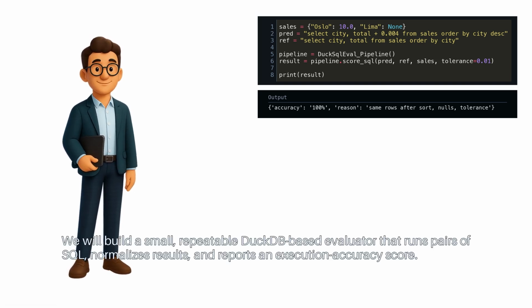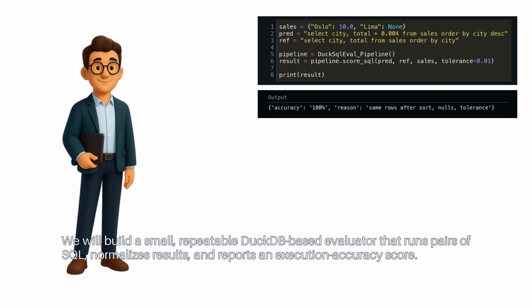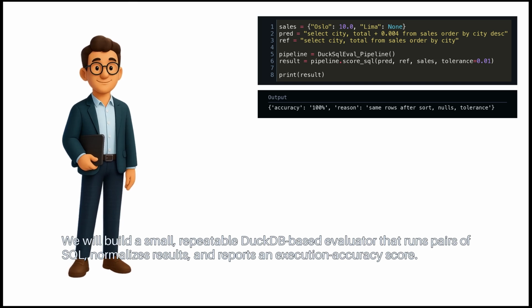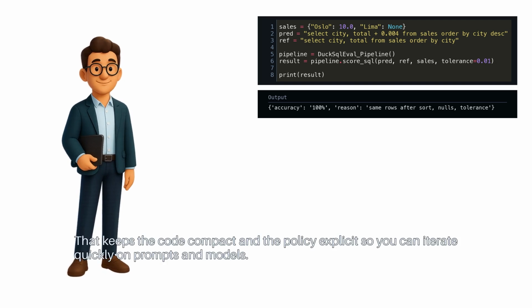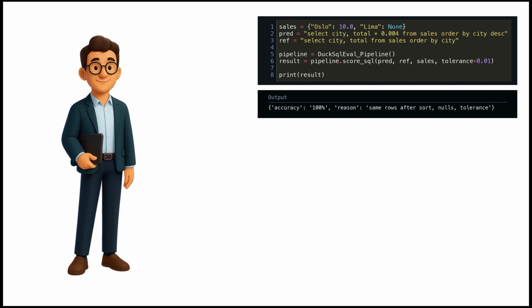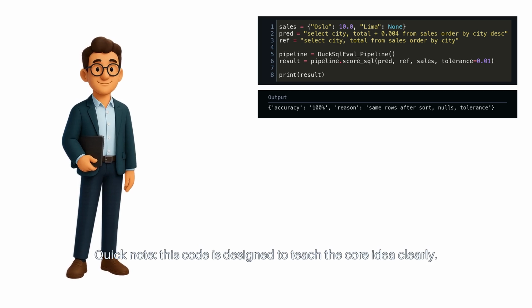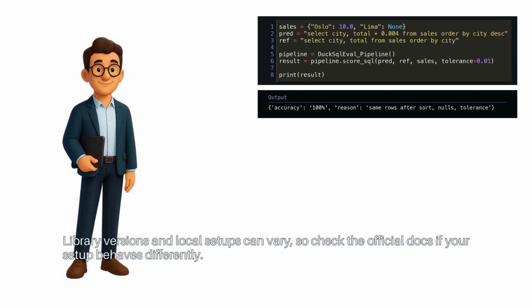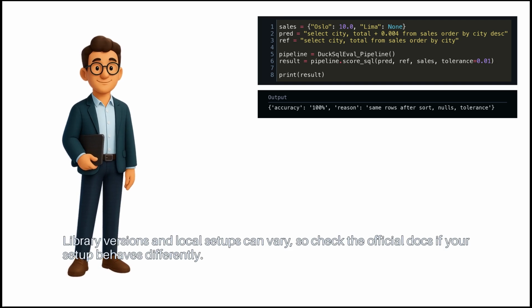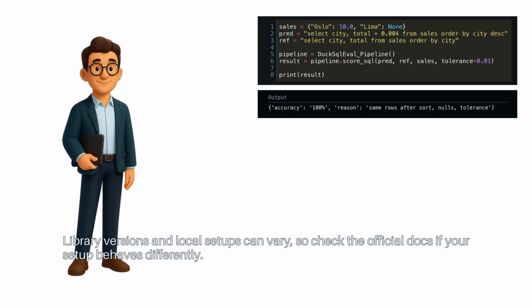We will build a small, repeatable DuckDB-based evaluator that runs pairs of SQL, normalizes results, and reports an execution accuracy score. That keeps the code compact and the policy explicit, so you can iterate quickly on prompts and models. Quick note, this code is designed to teach the core idea clearly. Library versions and local setups can vary, so check the official docs if your setup behaves differently.